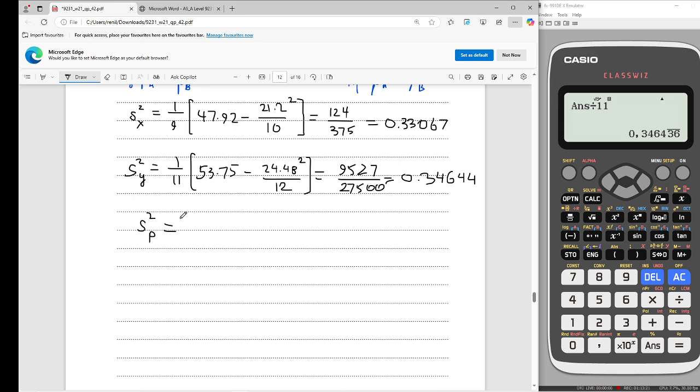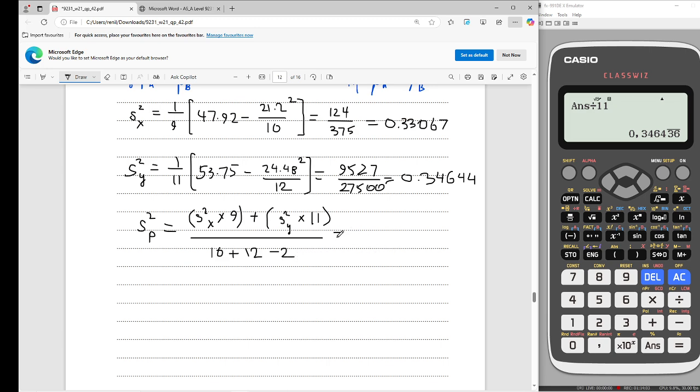So S2 of P is equal to S2x, that is 0.33. And you know what, I'm just going to mention S2x. So it's S2x times the number of samples minus 1, so it's times 9, and then we add that with S2y times the number of samples minus 1, so it's 11, whole divided by the number of samples of x, which is 10, plus the number of samples of y, which is 12, minus 2.